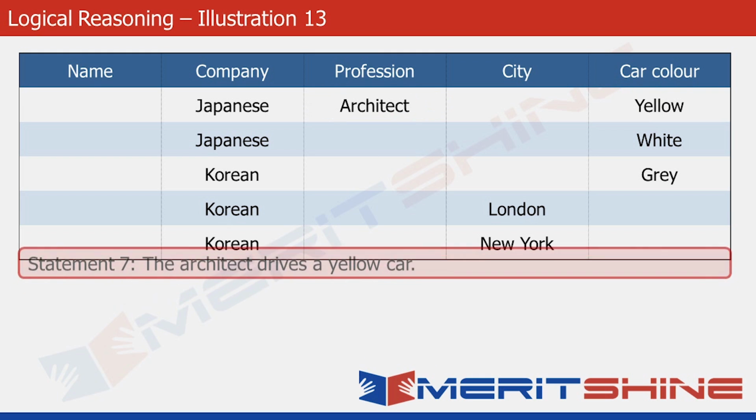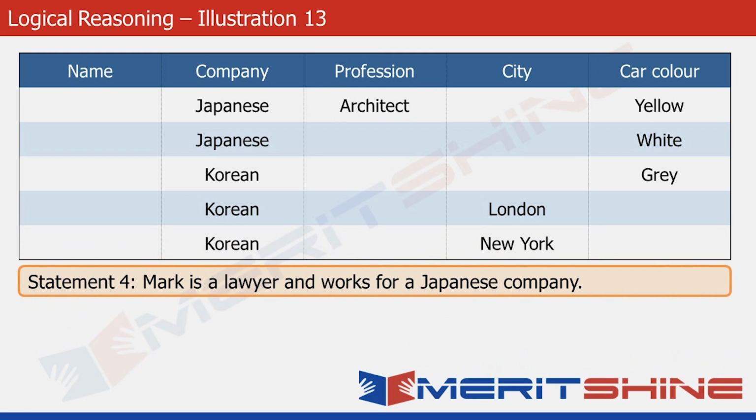Now let's look at statement 4. It says that Mark is a lawyer and that he works for a Japanese company. Now these are the 2 rows of the Japanese companies. We can see that the profession of the person in the first row is architect. So Mark cannot be placed in the first row. It means that Mark has to occupy the second row only. So we put Mark and lawyer in the second row.